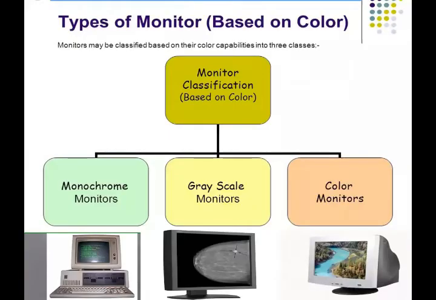Okay, next heading is types of monitor on the basis of color. In terms of color capability, all monitors fall into three classes: monochrome, grayscale, and color. First one is monochrome. A monochrome monitor is a type of CRT computer monitor which was very common in the early days of computing from the 1960s. Monochrome monitors actually display two colors, one for the background and one for the foreground. The colors can be black and white, or green and black.